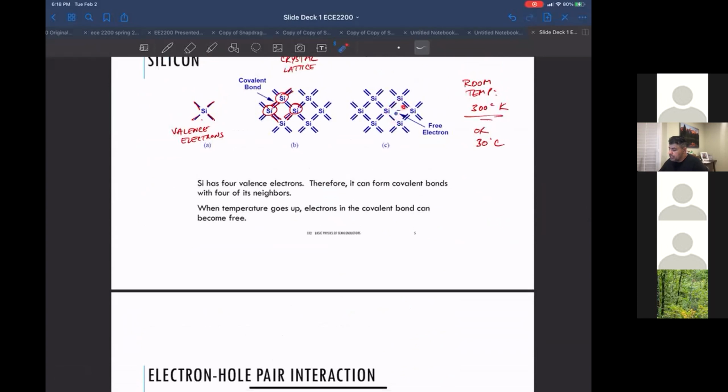covalent band and starts floating around everywhere.